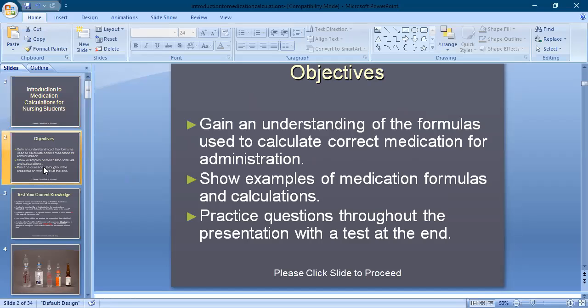questions. What are the objectives for today? To gain an understanding of formulas used to calculate the correct medication for administration. This is the objective for today. And also, here are some examples of medication formulas and how to apply them. Also, some practice questions throughout this presentation and what is needed for the test.